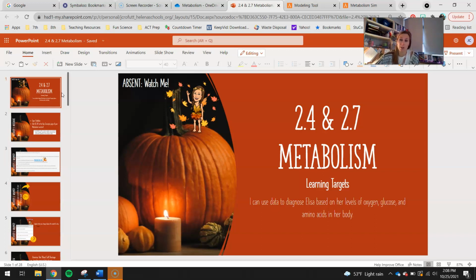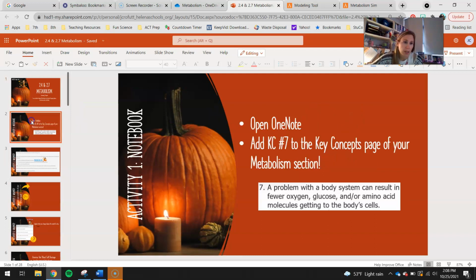And with that being said, we're also going to be finishing up chapter 2. We're going to skip, obviously, a couple lessons in there, with the exception of the critical juncture, which we will do in our next lesson. Okay? All right, first thing you guys need to do today is activity 1, notebook.